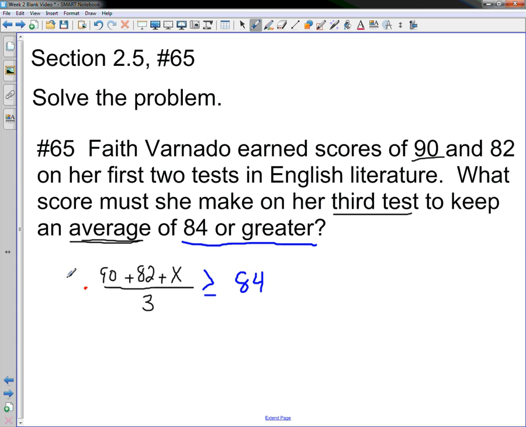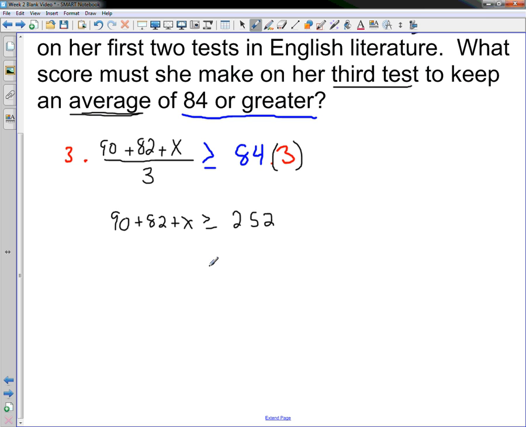So we multiply by 3 on both sides to get rid of that denominator. And we have 90 plus 82 plus x is greater than or equal to 252. And you multiply those. And we add these up. That gives us 172 plus x is greater or equal to 252.